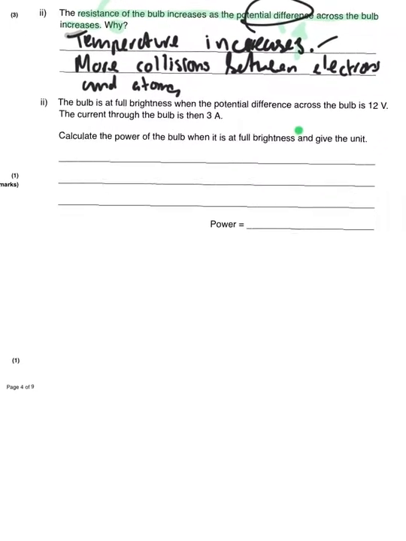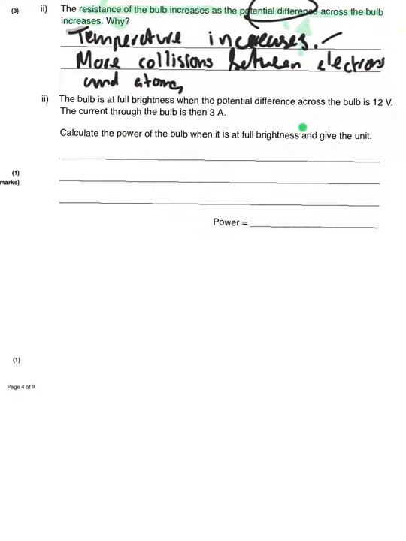All right, and for the final question, it says the bulb is at full brightness. The bulb is at full brightness when the potential difference across the bulb is 12 volts. So I've got 12 volts here. I'm just making notes of important information. 12 volts, and the current through the bulb is 3 amps. So I've got potential difference of 12 volts and current of 3 amps.